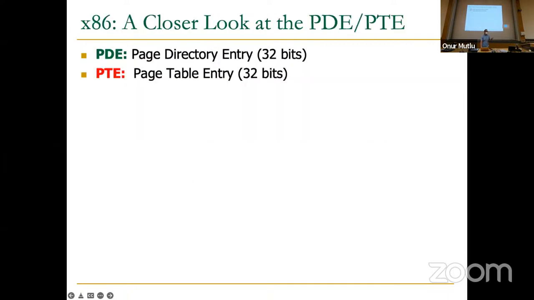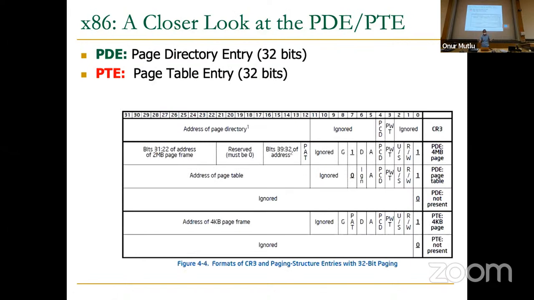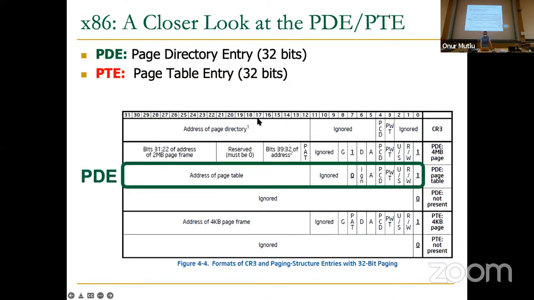And let's take a look at these bits and how they're specified. So now you're looking at real page table entries, 32-bit entries. This is the page directory entry, first level, and the page table entry, second level. Each of them has 32 bits, as you can see. So this is a PDE. This is the address of the page table, the second level table. And you can see there are some bits here. Read, write: can I read, write?